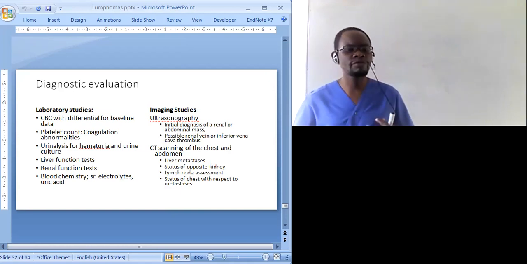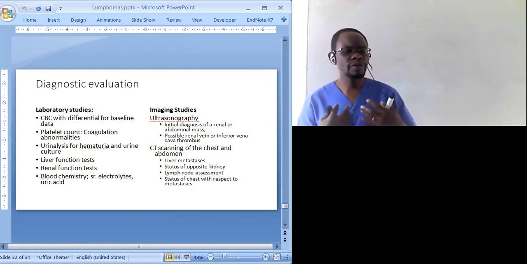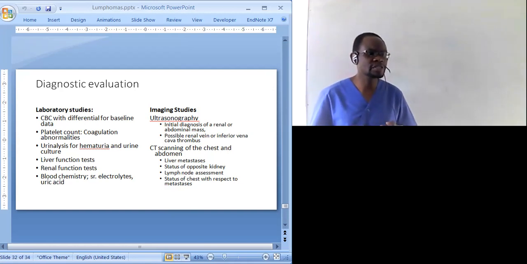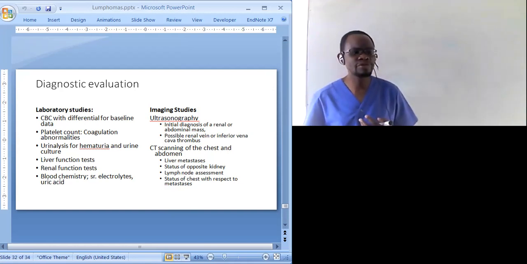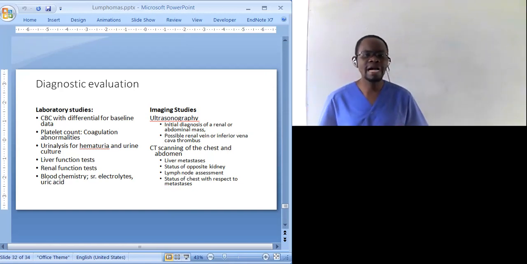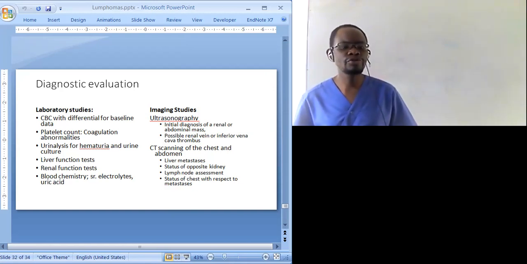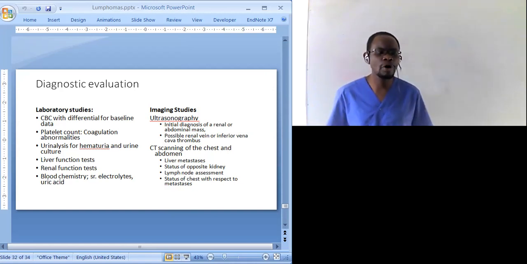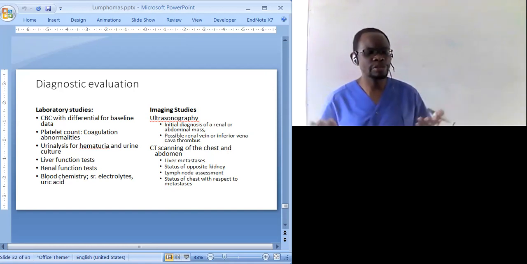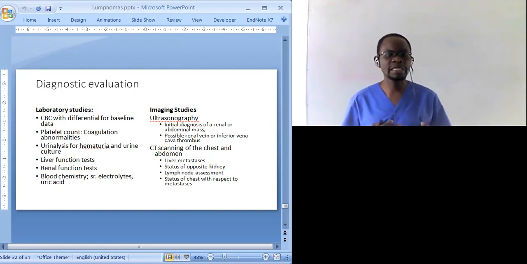Remember, we said some of these can metastasize up to the liver, so you want to do liver function tests. You want to do renal function tests, blood chemistry, serum electrolytes, uric acid, urea, creatinine and all those things. So all these are lab investigations that will help you in the process of management.